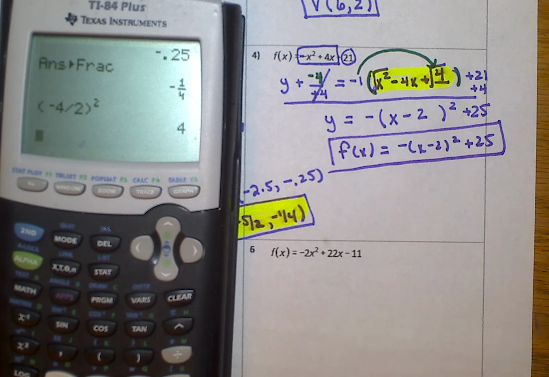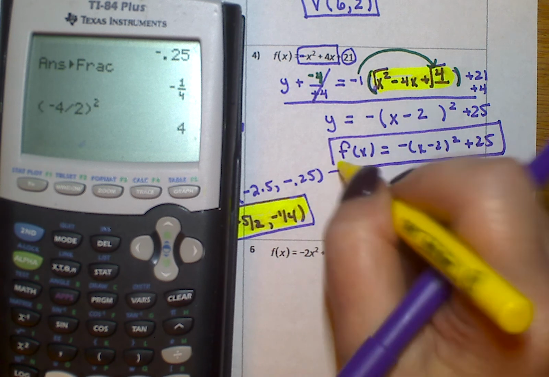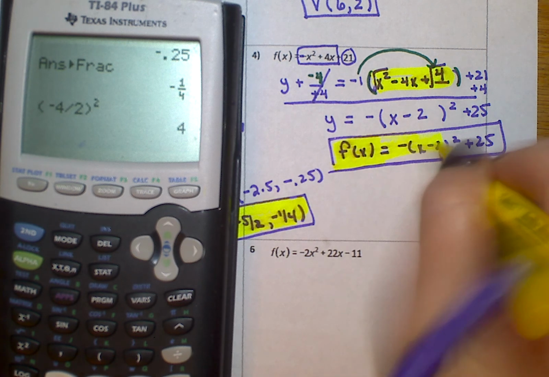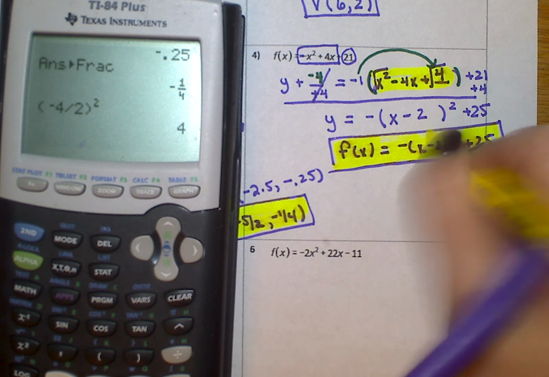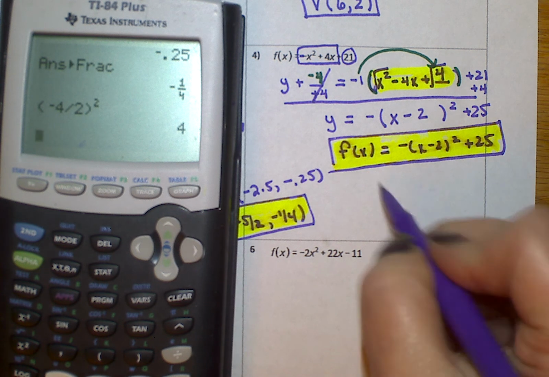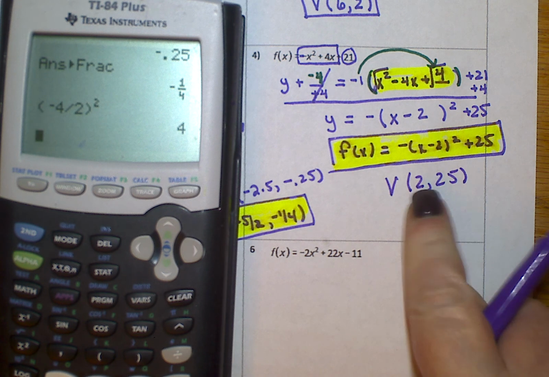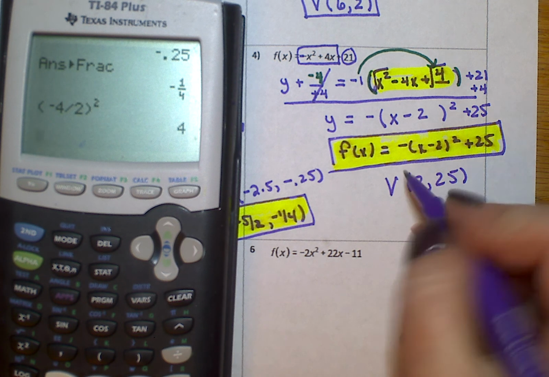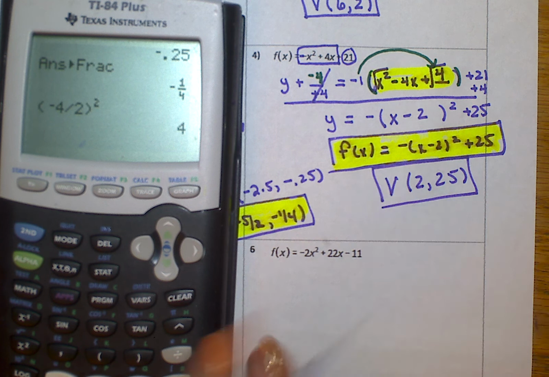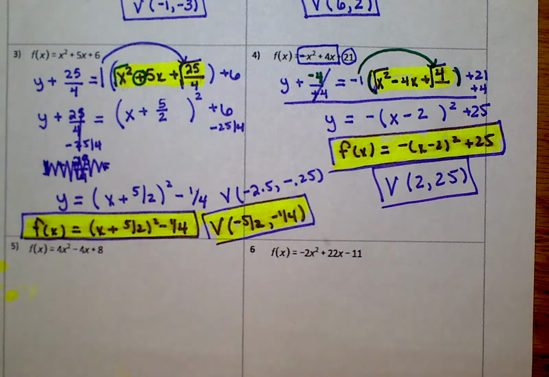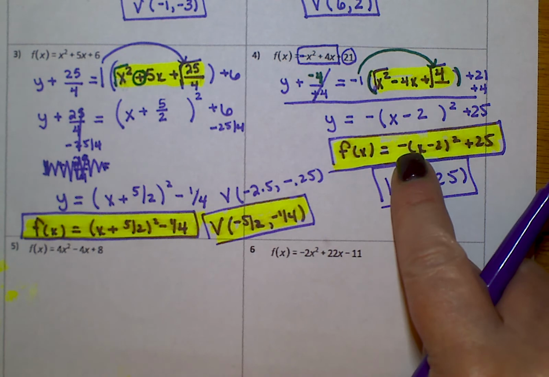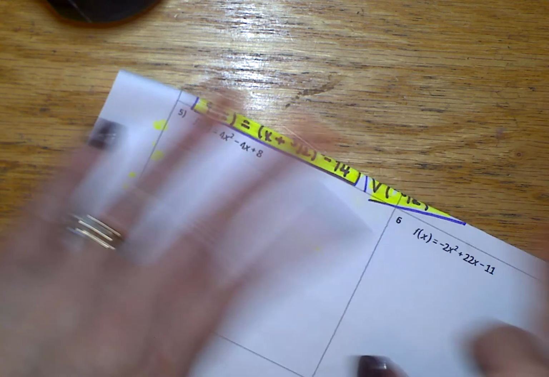So that would be my vertex form. Write your vertex down. Remember, vertex is opposite inside, outside the same. So it moves to the right 2 and up 25. And this parabola should be opening down. Okay, I've got 2 left.